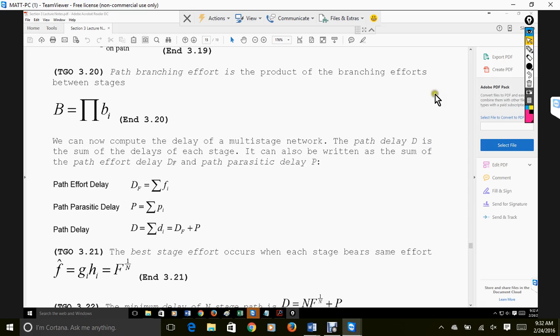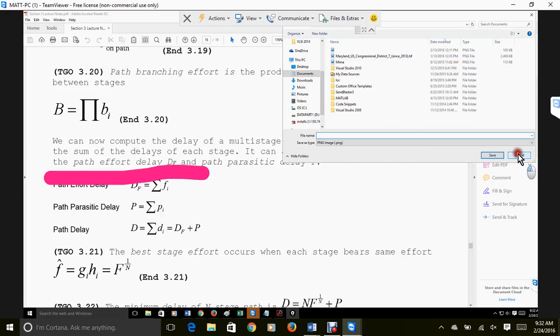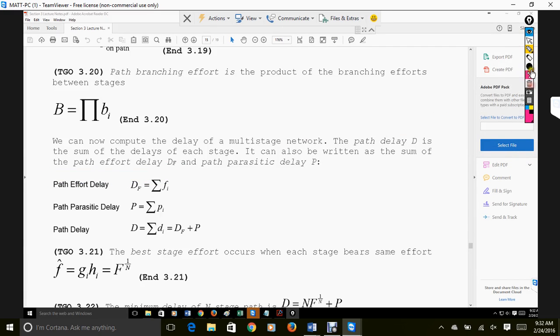So we have these instances where you path up. This path effort delay is the sum of all your path efforts. You have your parasitic delay and your overall delay path. So we calculated this before, and now we're adding in parasitic delays, which we can calculate or are typically given in such problems.